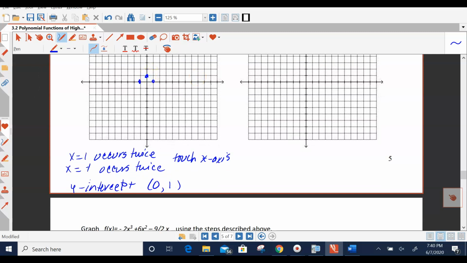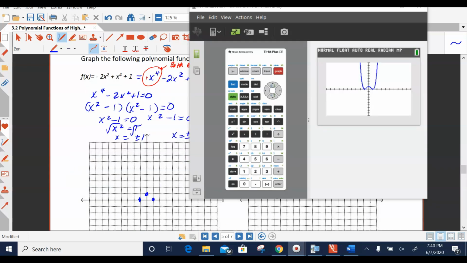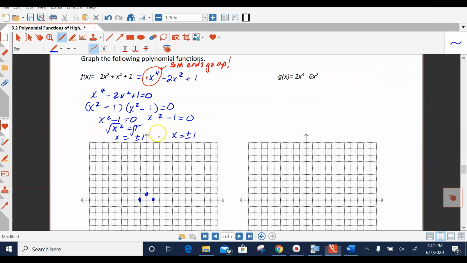All right, so I've got my x-intercepts, I've got my y-intercept. I'm now going to go to my calculator. So here is the graph of that function. Notice it's using these 3 points that we found by hand, and it's a W shape opening up. Both ends are going up. We knew that was going to happen. So let's just graph that function.